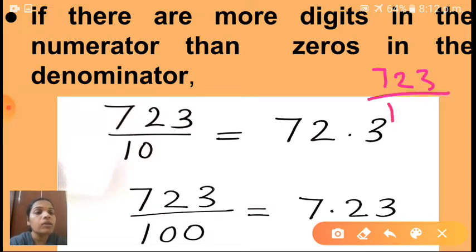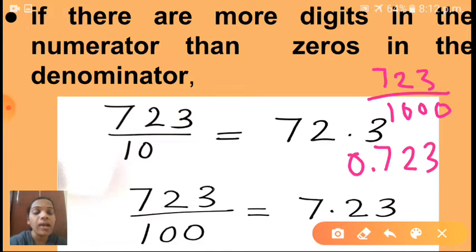723 upon 1000. So in 1000, how many zeros are there, children? 3 zeros. So after the decimal point, how many digits will come? Yes, 3 digits will come. So what is your answer here, children? 0.723. This is your answer. Okay, I hope you understood this one.